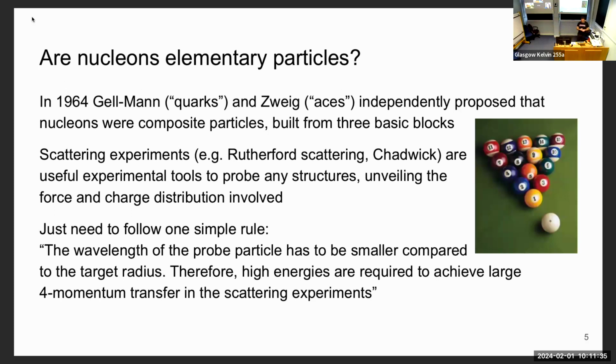It's basically about the wavelength of the probe particle that scatters off that target. So that means that in the end we need high energies to achieve the large momentum transfer in the scattering experiments, hence probe the target particle.